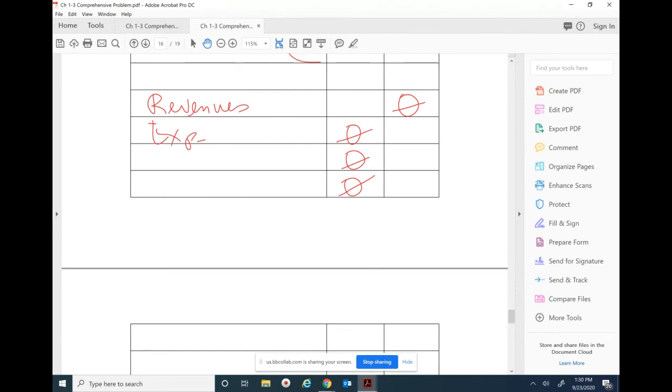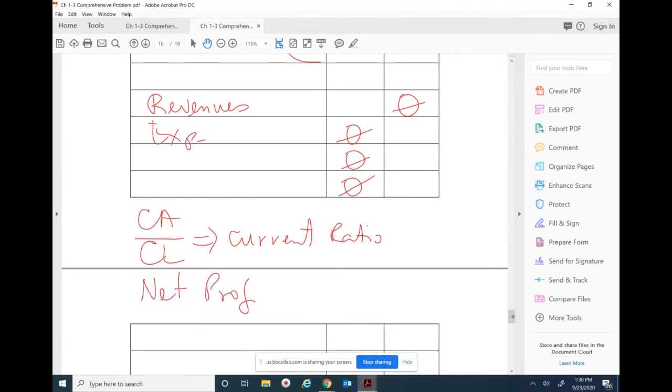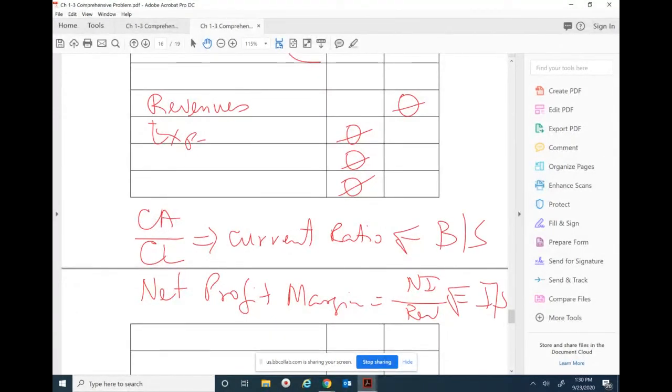A couple of ratios, just to remind you, we are familiar with the current assets divided by current liabilities, or the current ratio. And we're familiar with the net profit margin, which is net income divided by revenues. The current ratio is a balance sheet ratio. This here is an income statement ratio. You need to be able to work with both.